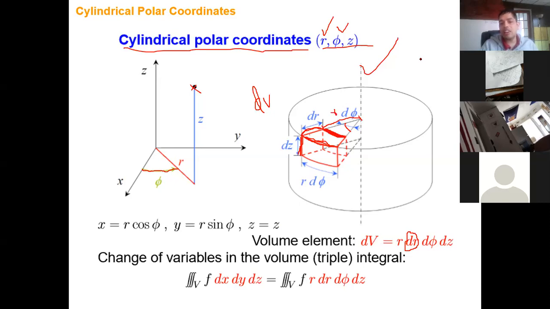Radius times angle. That's the arc length. So r times d phi. That's my width. Both of them together constitute the width. So we have the length dr, the width r d phi. Then what is your height? dz. That's how you figure out your volume in the case of cylindrical polar coordinates. Small volume, rather, the volume element.